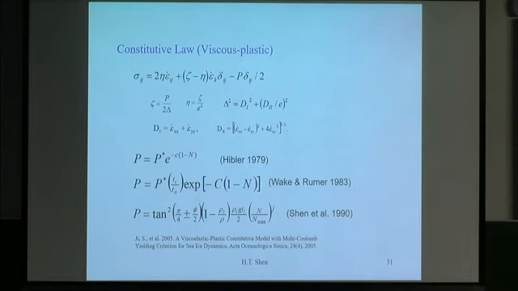It seems to be trivial. If you have ice divergence, then the stress should drop. And if you don't consider that, then you're not going to have a good simulation for ice jam release. Okay.